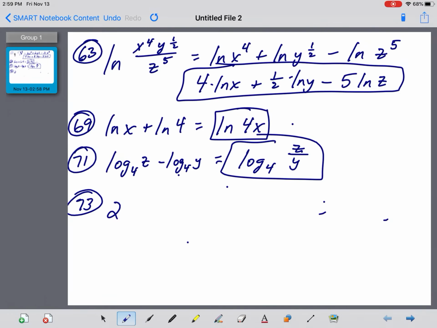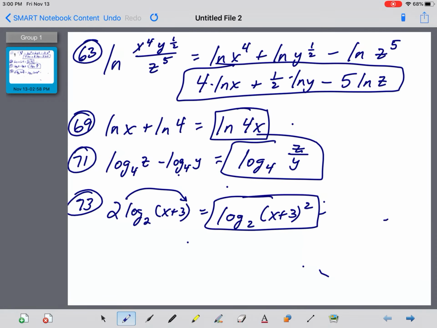Okay, 73. This one has a multiplier, so that's going to come back in as a power. So 2 times log base 2 of x plus 3. Now that's not two separate logs, it's just x plus 3 by itself. So all I have to do is bring that 2 back over there as a power. So it's going to be log base 2 of x plus 3 squared. And you don't have to do any expanding on that.